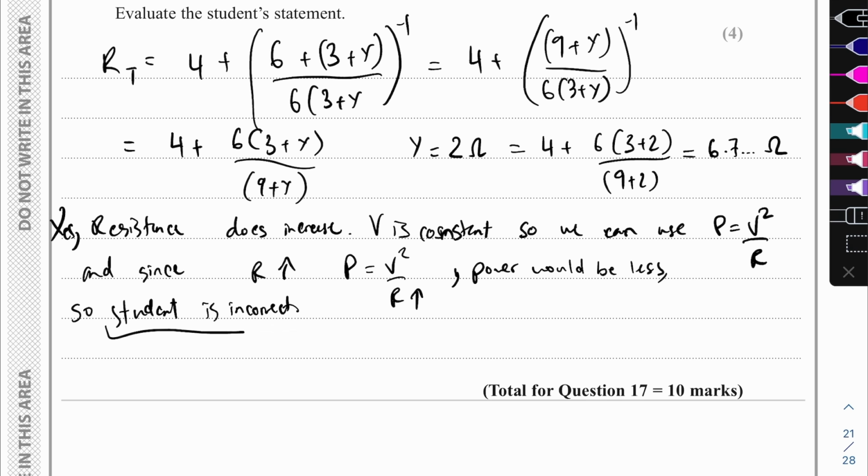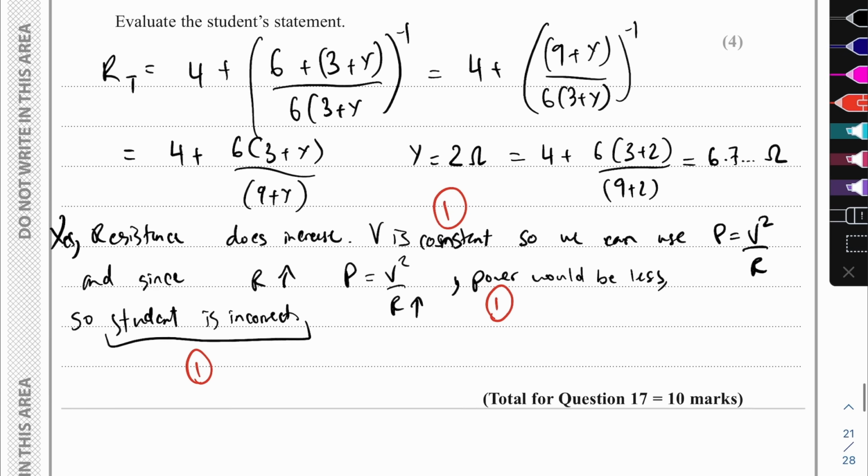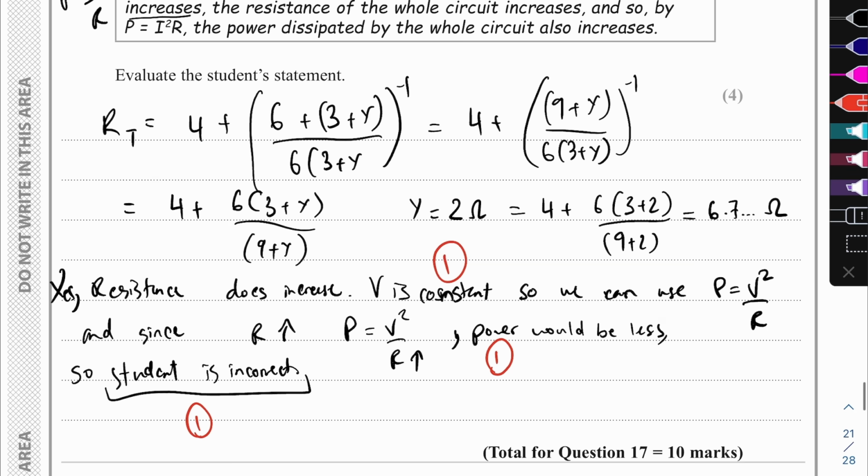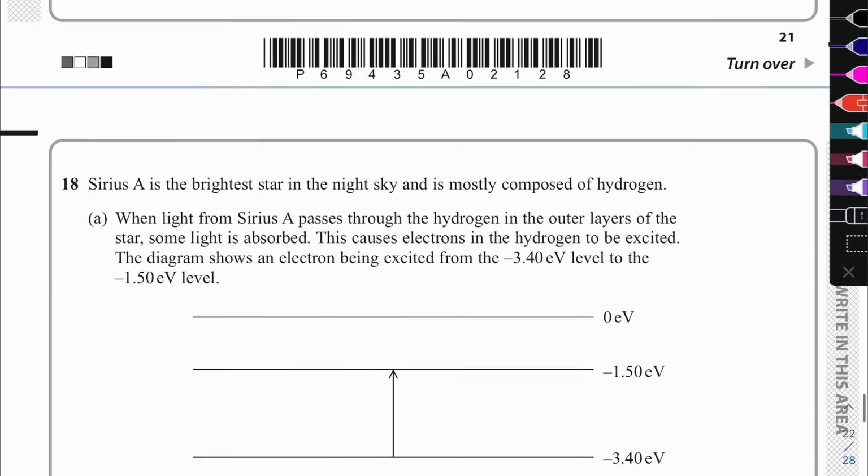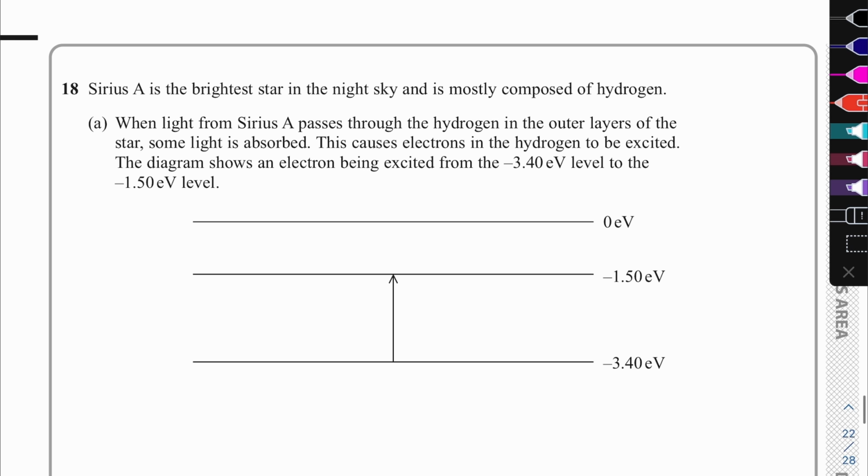So just stating the student is incorrect gives you 1 mark. So these are the very obvious things where we have to state the things. We know that since R is increased, power has to decrease. So this is 1 mark. Stating that V is constant, and that's why we're using P equals V squared over R. And the 4th mark is to state that R has increased. So that's our 4 marks. So now we have question number 18.